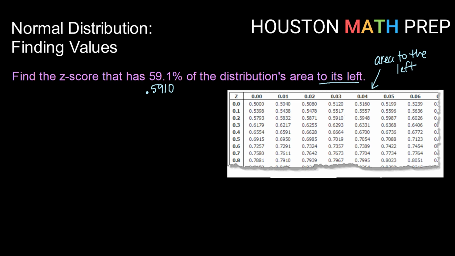All right, so I see 0.5910 exactly is right here in my table. So I'm going to grab the corresponding z-score by taking the 10th digit from what row it's in and the 100th digit from what column it's in. So my z-score that corresponds with an area to the left of 0.591 is 0.23. So 0.23, that is the z-score that goes with that area.